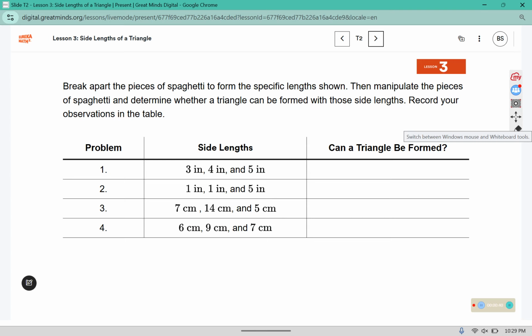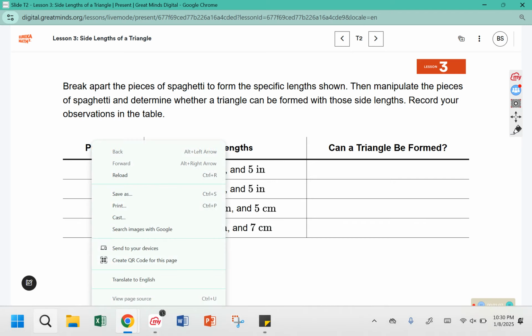Break apart the pieces of spaghetti to form the specific lengths shown. In my class, we'll likely use straws and cut them to the lengths provided, but if you're at home and have access to spaghetti, feel free to use that. Then manipulate the pieces of spaghetti and determine whether a triangle can be formed with those side lengths. Record your observations in the table.